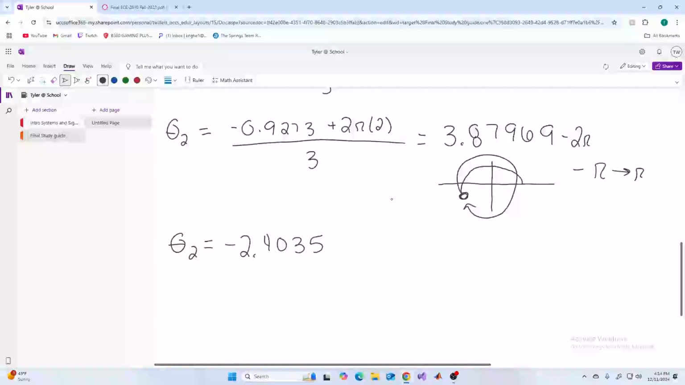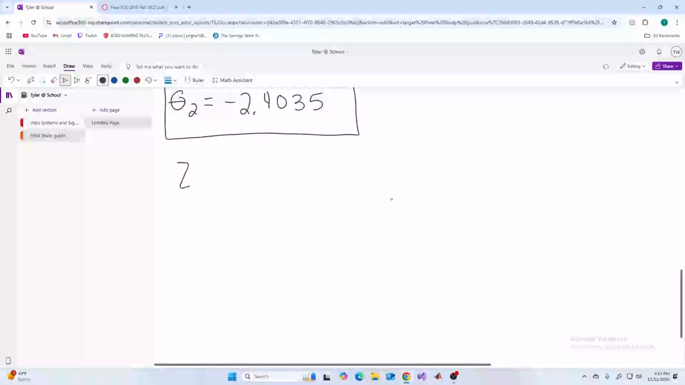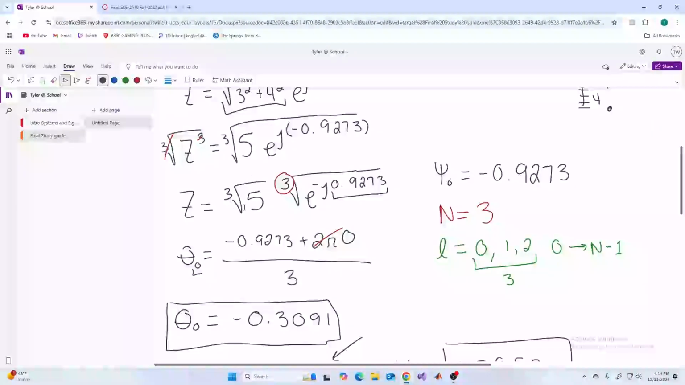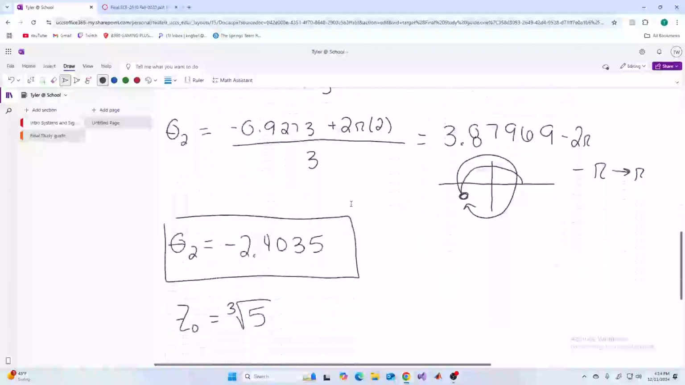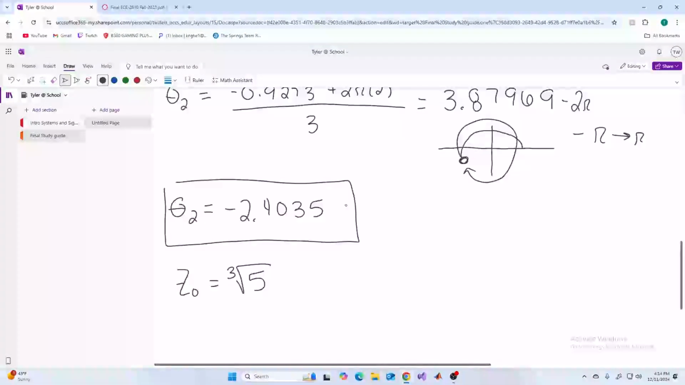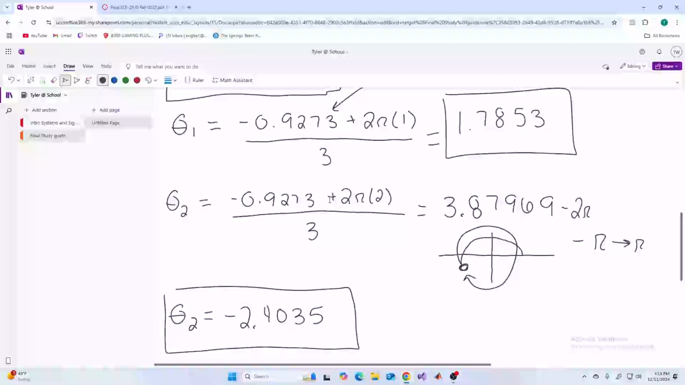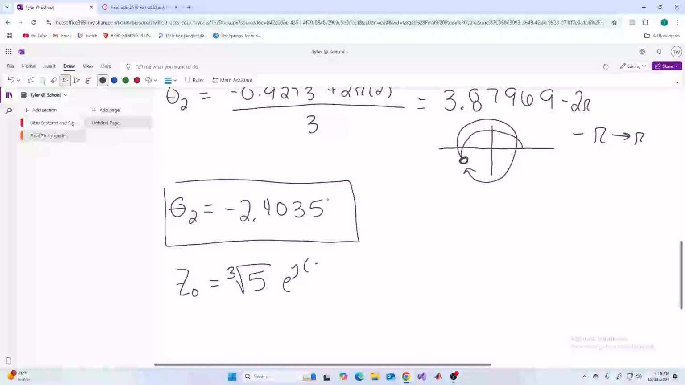Now I can put all these together. I'm going to say z0 equals the cube root of 5. This number, your amplitude, will always stay the same, so don't worry about that. Now I'm going to plug in e to the j, and what number do we get for 0? It was negative 0.3091. Make sure you can read that perfectly.